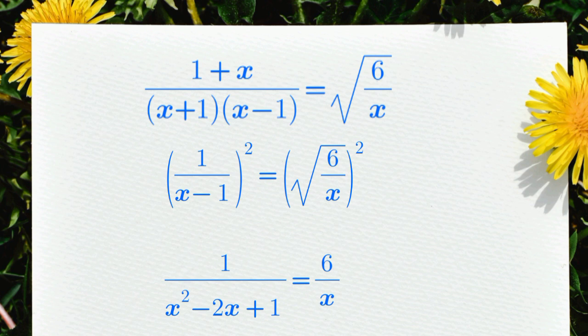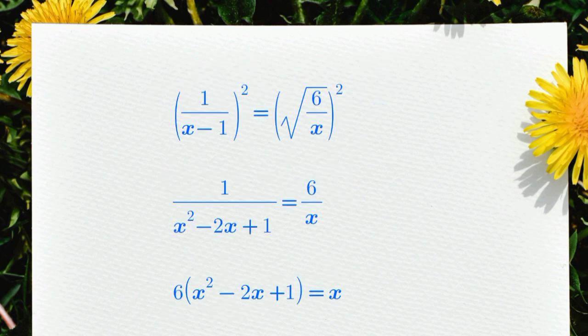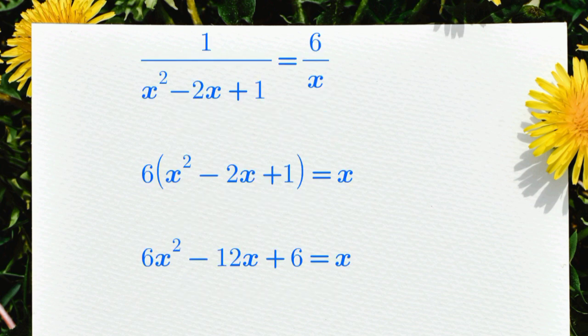Now, the next step we're going to take is cross multiplying. So this is going to give us 6 multiplied by x squared minus 2x plus 1 is equal to x multiplied by 1, which gives us x. When we open the bracket on the left hand side, we'll be left with 6 multiplied by x squared, which gives us 6x squared, minus 6 multiplied by 2x, which gives us 12x, plus 6 multiplied by 1, which gives us 6, is equal to x.